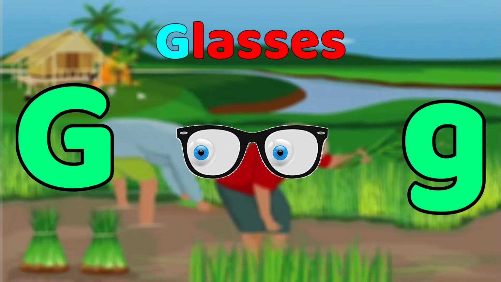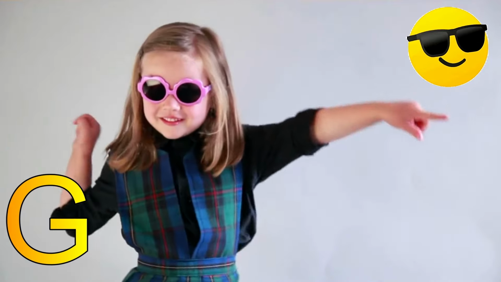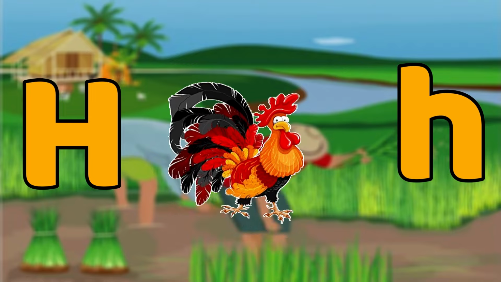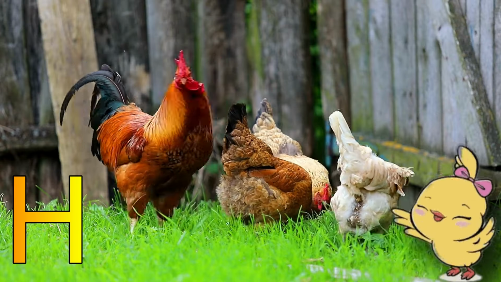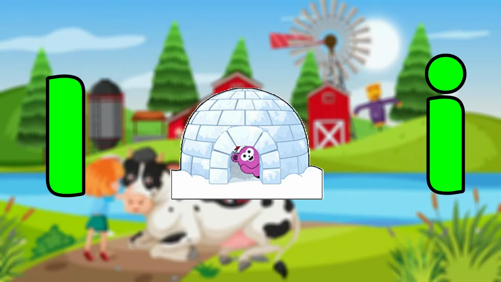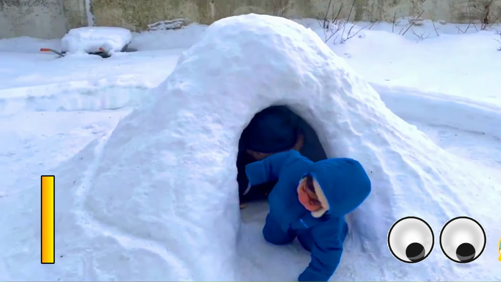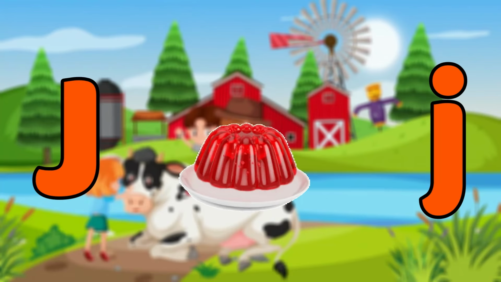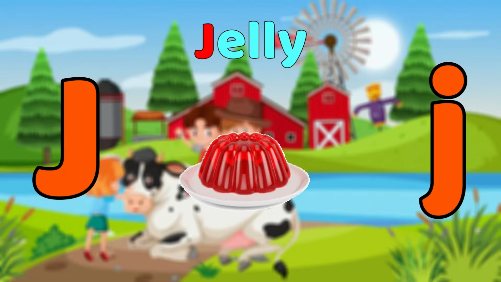Glasses, g g glasses, g glasses. H is for hand, h hand, h hand. I is for igloo, I igloo. Jelly.